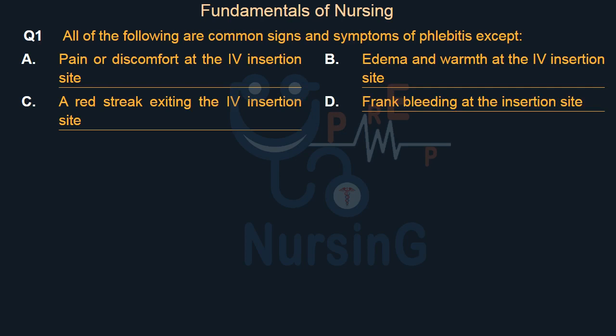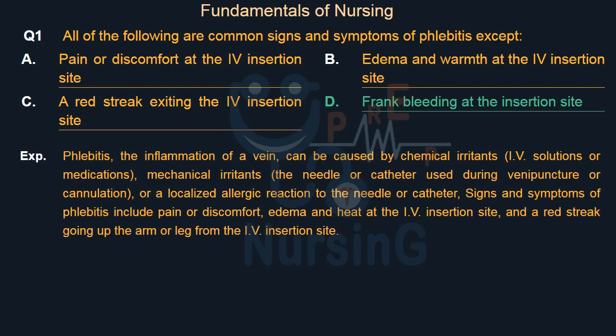Right answer is Option D. Frank bleeding at the insertion site. Phlebitis, the inflammation of a vein, can be caused by chemical irritants, IV solutions or medications, mechanical irritants, the needle or catheter used during venipuncture or cannulation, or a localized allergic reaction to the needle or catheter. Signs and symptoms of phlebitis include pain or discomfort, edema and heat at the IV insertion site, and a red streak going up the arm or leg from the IV insertion site.